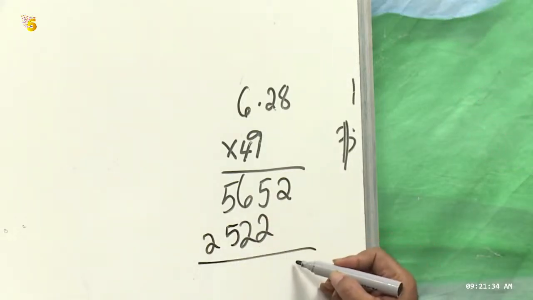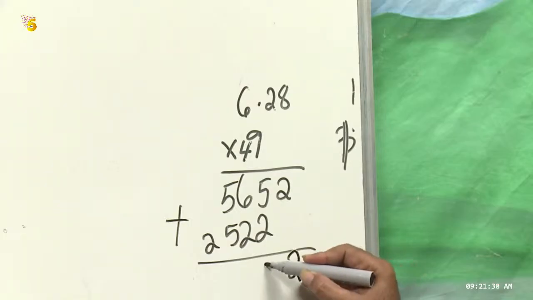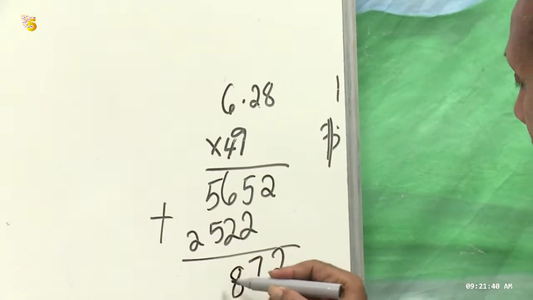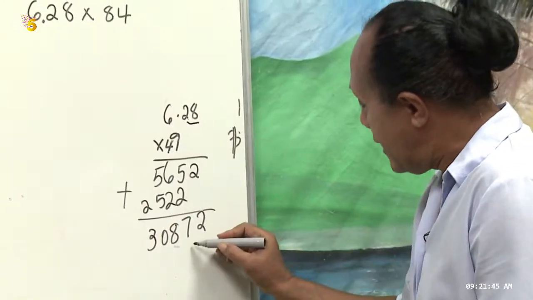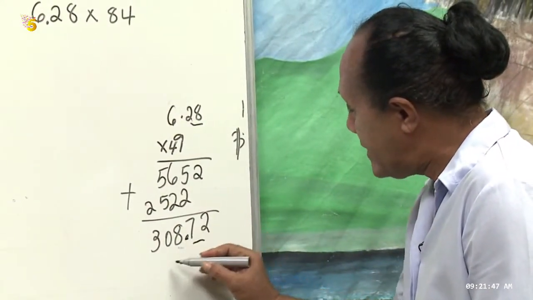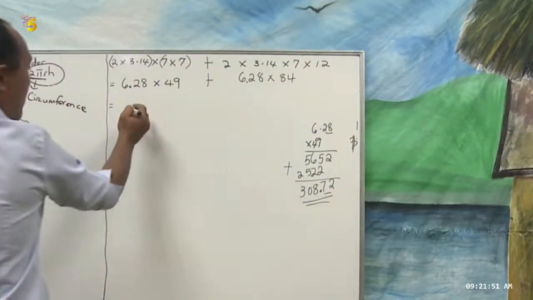Very good. So then we add these two. 2, 7, 8, 0, 3. 2 decimal places, we put the points here. So this one is the answer for here.